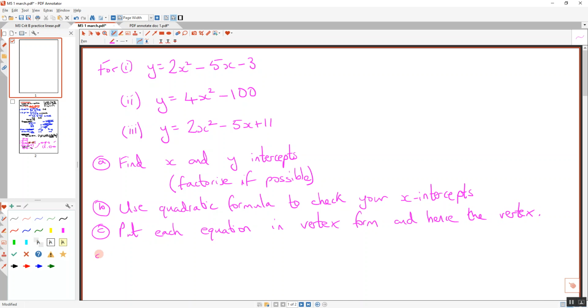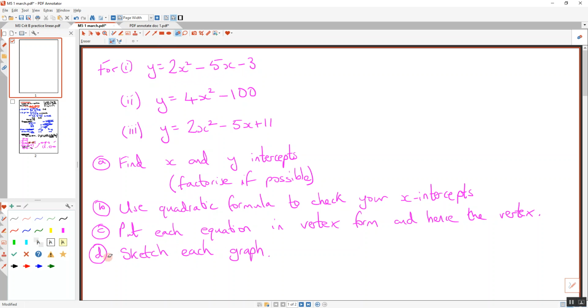And the last part is to do me a sketch of each graph. This is not going to take a lot more than 15 minutes. It really shouldn't, because finding your y-intercept should be easy. You're just putting x equal to 0. Factorizing it if possible.